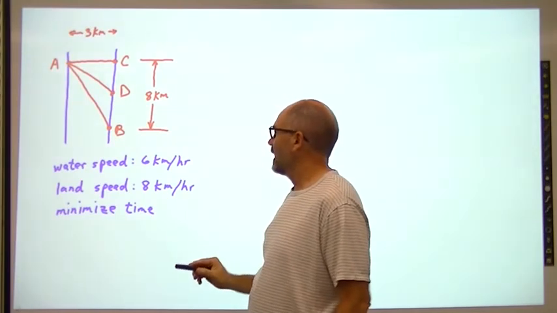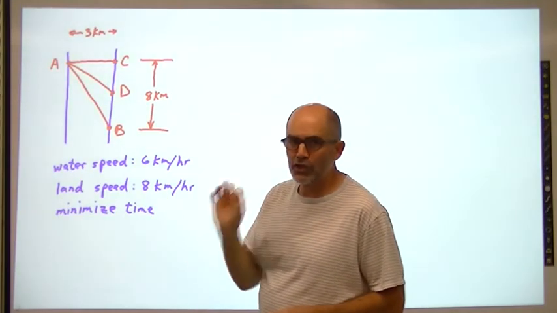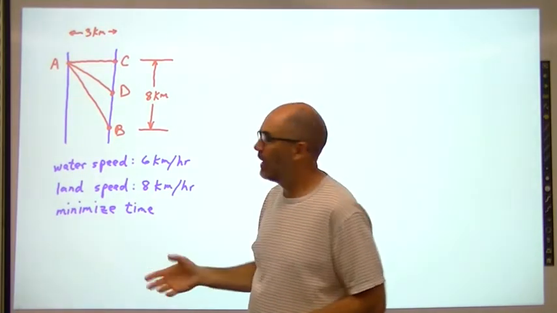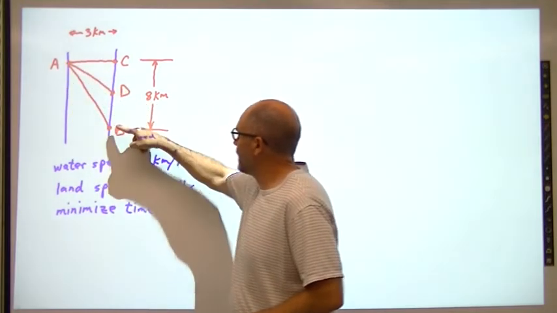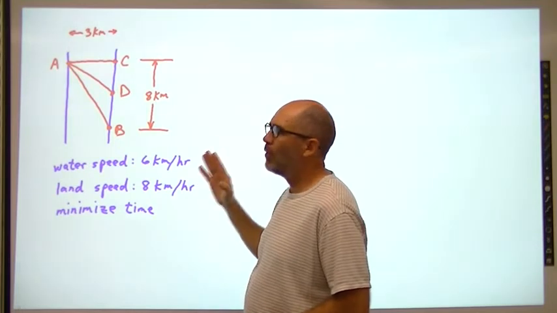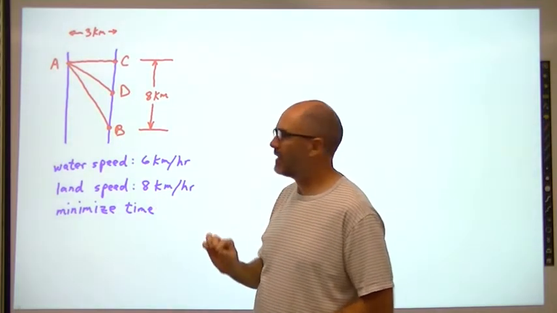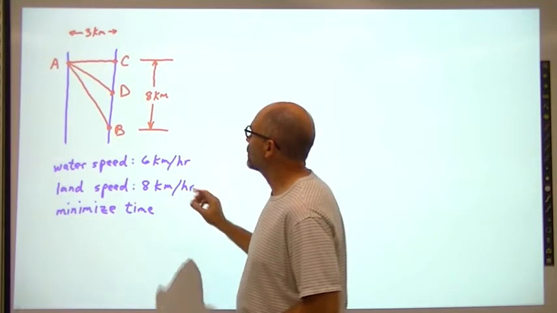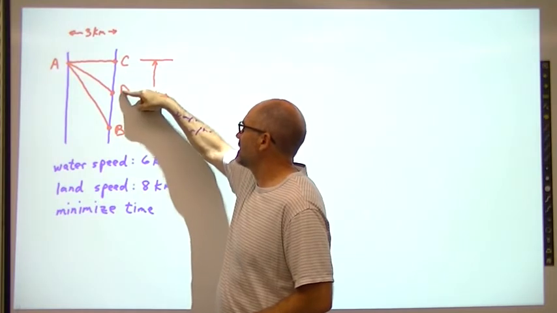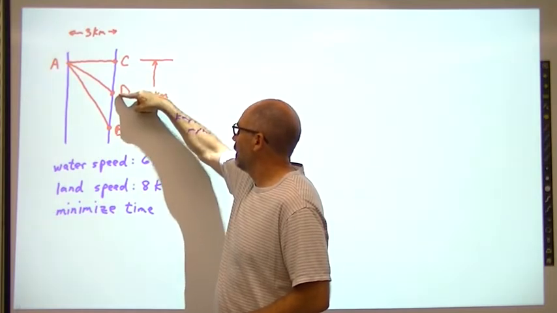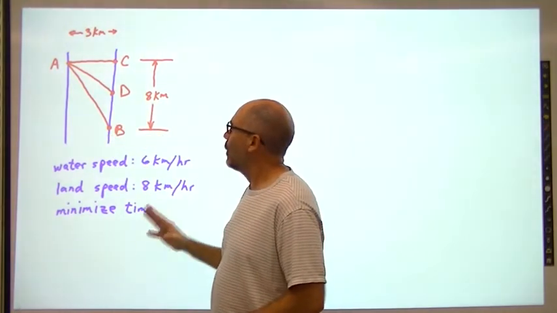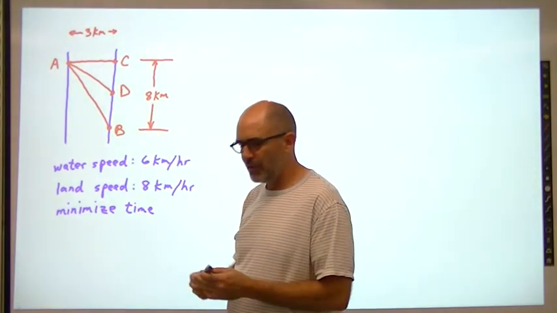Second choice, he could say, well, I want to go the shortest distance no matter what the speed I go. So I'm just going to go straight from A to B. So that's maximum water travel, but minimum distance. Or the third option would be to row across to some intermediate point D and then walk the rest of the way down from D to B. Now, we want to explore all 3 options.